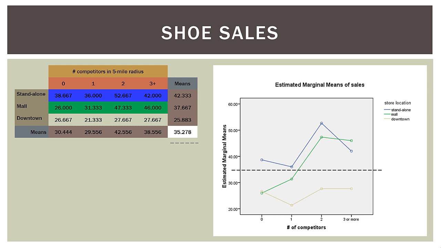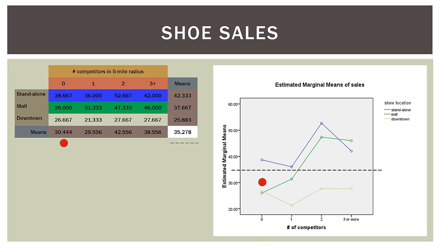So that is a value of 35.278 approximately, and we'll put that right across our marginal means graph, and again that's the overall mean for all stores. Now let's go ahead and give the 0 column a red dot. So the 0 competitors column had a mean of 30.444.